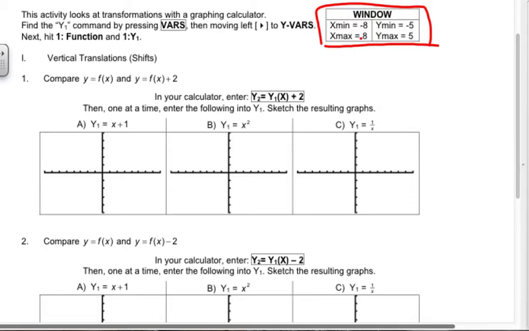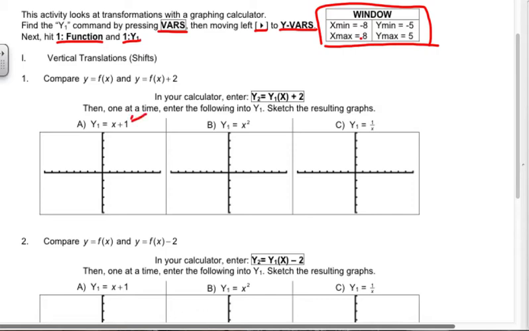How to do it? First thing you do is find the vars key. Then you go left till you get to Y vars. You hit this, and then 1, Y1. Okay? So that's the first thing you ought to do to set this thing up. So now what we're going to do is look at vertical translations on here.